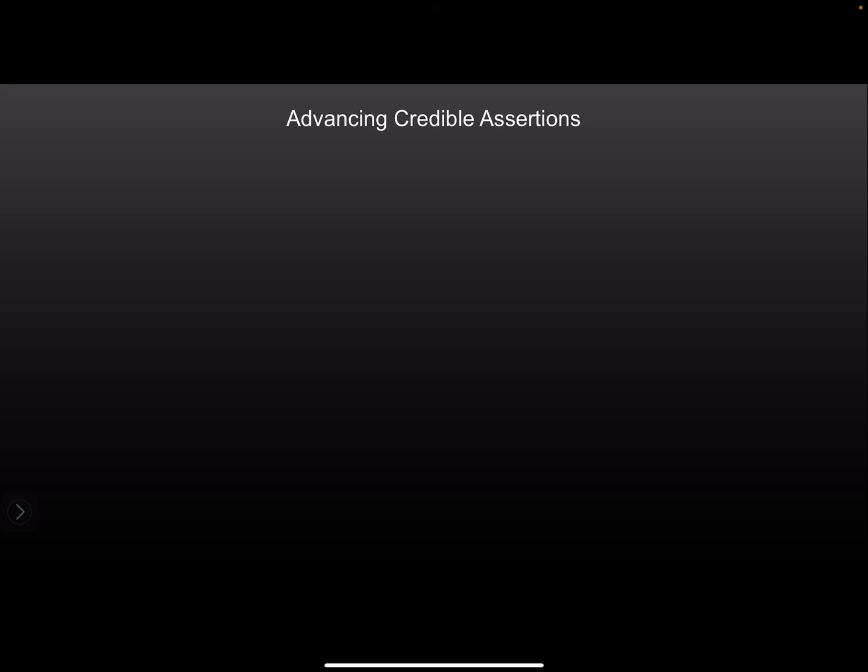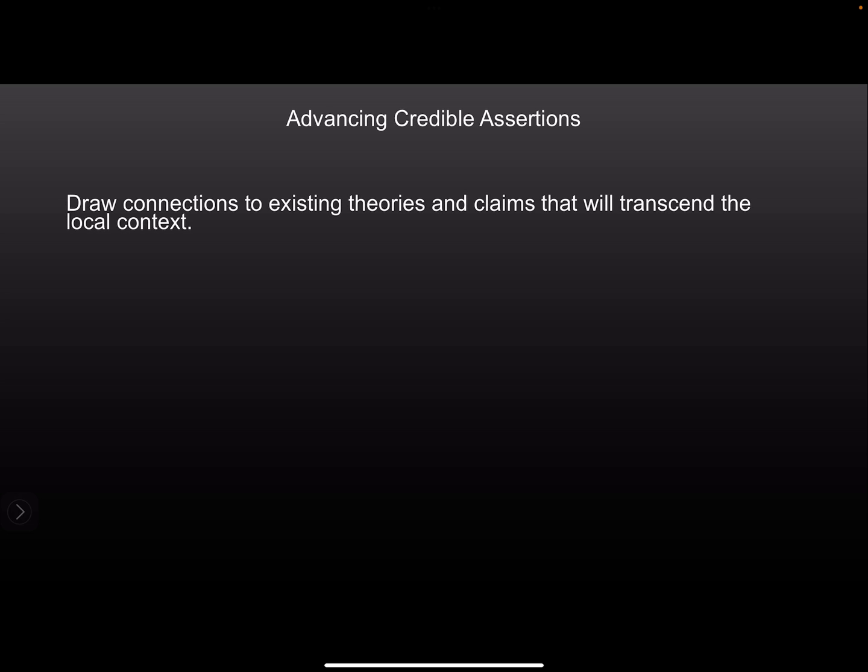Advancing credible assertions. An important question that needs to be answered is: what counts as credible evidence? The design must draw connections to theoretical assertions and claims that transcend the local context. Local consequences and utility are not enough. It must include a narrative. It should include a series of related plots and describe the changes over time so that the reader understands what changes were made and why they were necessary.